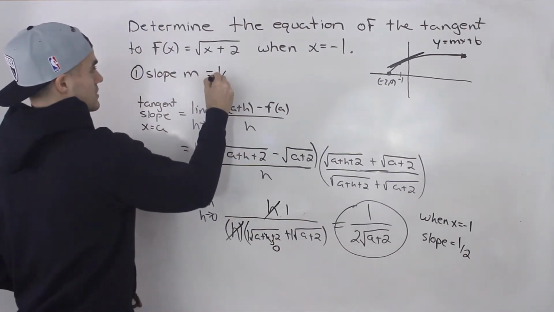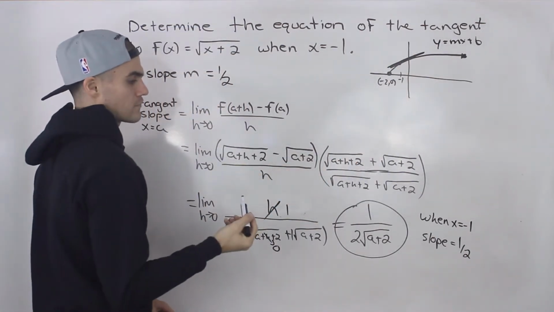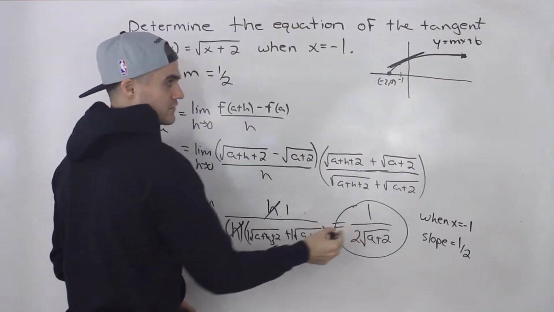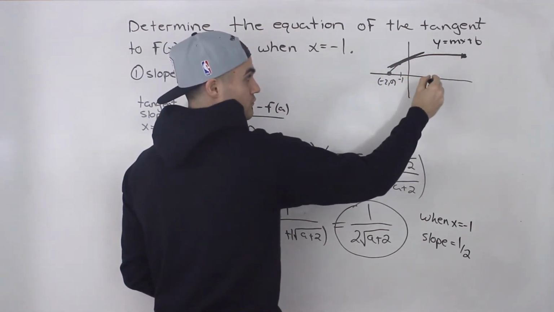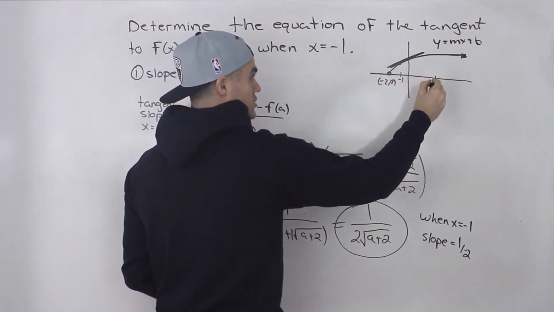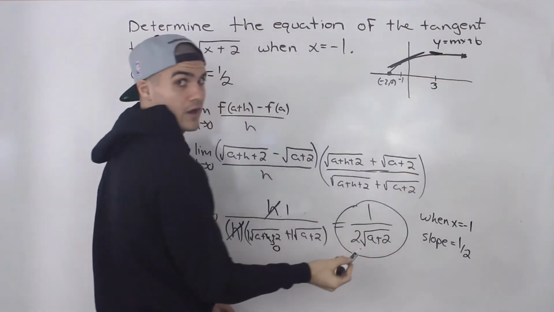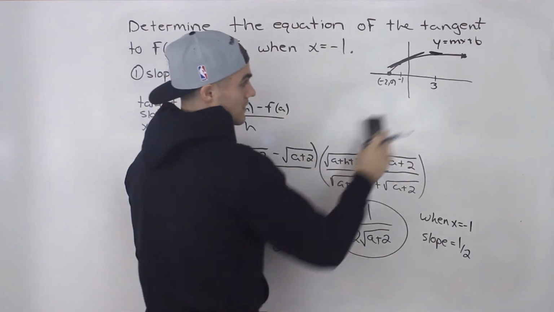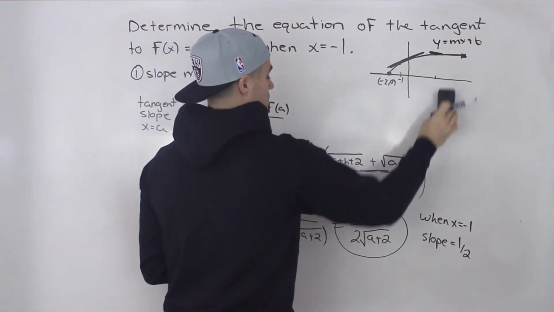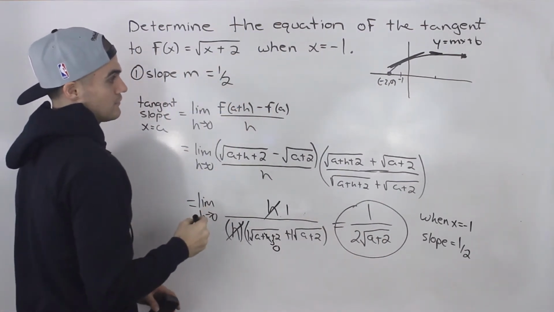Slope of the tangent, the slope of this line here, is going to be 1/2. And you can use this expression to find the slope of the tangent at any x value on the function. So if we wanted to find the slope of the tangent at an x value of 3, for example, we would just plug in 3 for a, and we would get that slope. But we're only working with an x value of -1, so that's all we plug in. So the slope is going to be 1/2.